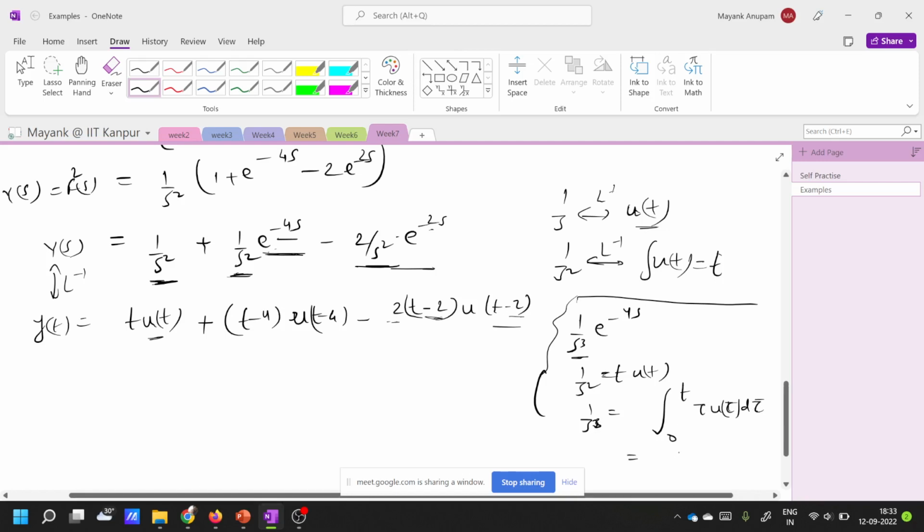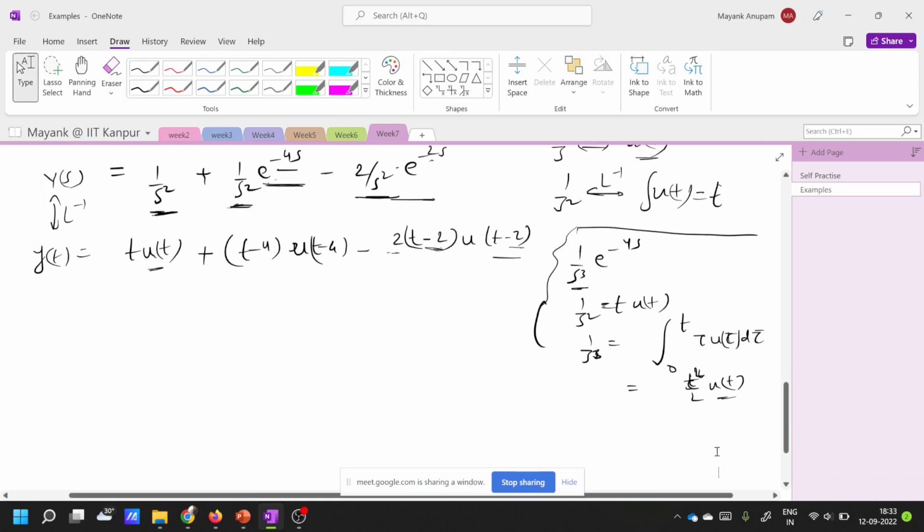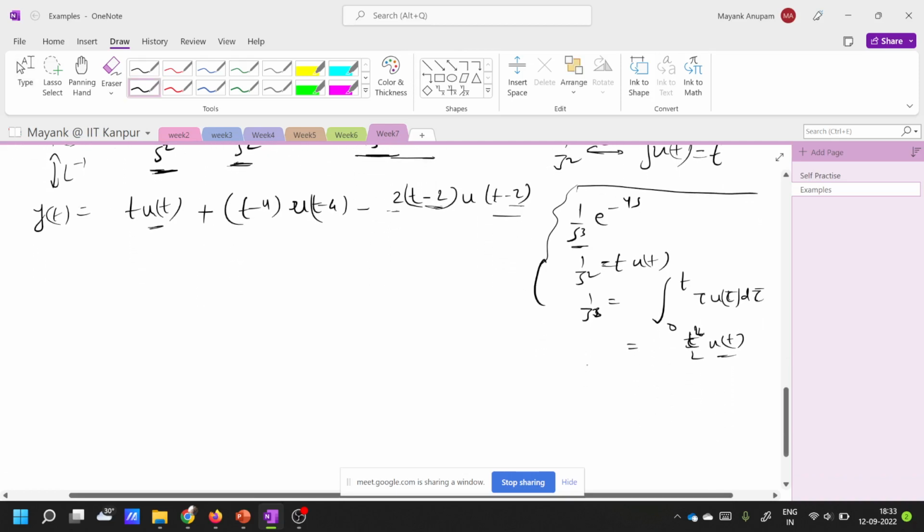So what will it be? This is tau square by 2, so t square by 2 u of t. This is the Laplace inverse of 1 by s cube.